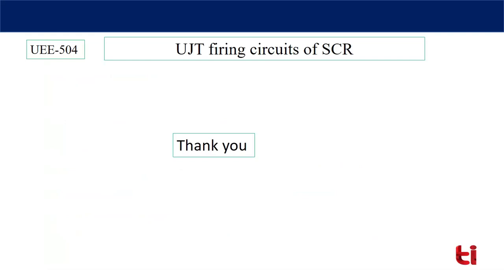So today we have discussed just the basic working principle of UJT and we have concluded that in the negative resistance region, current increases and voltage decreases. So that pulse can be applied across the thyristor to turn it on. We will see this application in the next class.